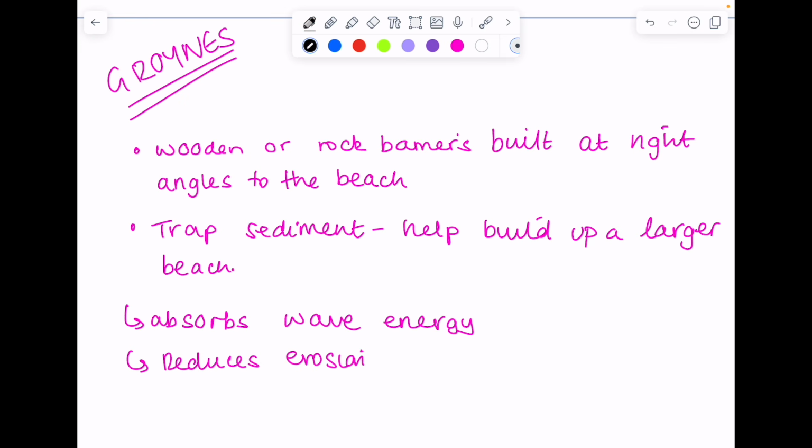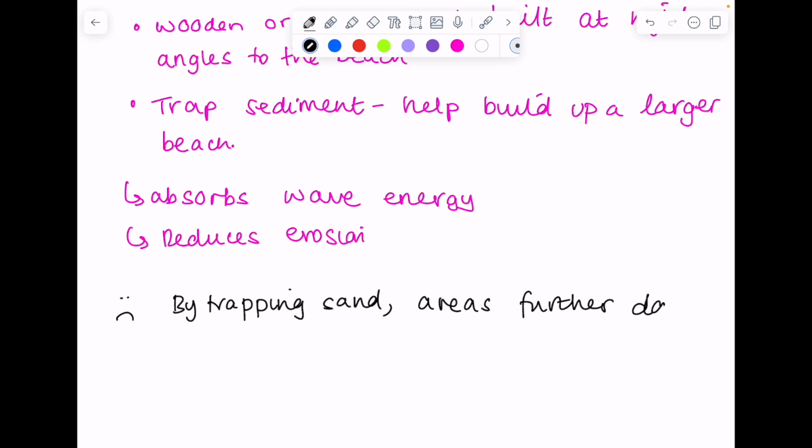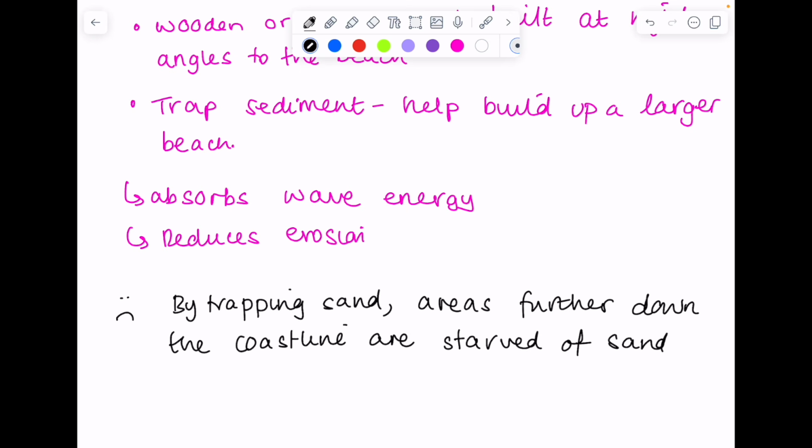So obviously the good thing about groins is they're highly effective at absorbing wave energy and reducing erosion, but clearly by trapping the sand they starve areas of coastline further down the coast of sand, which may lead to further erosion in these areas. So a sad thing about groins is by trapping sand, areas further down the coastline are starved of sand, leading to increased erosion in these areas.